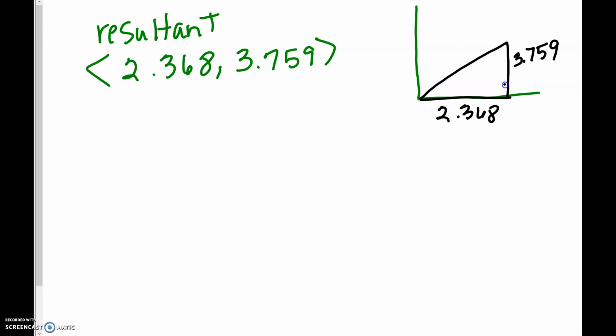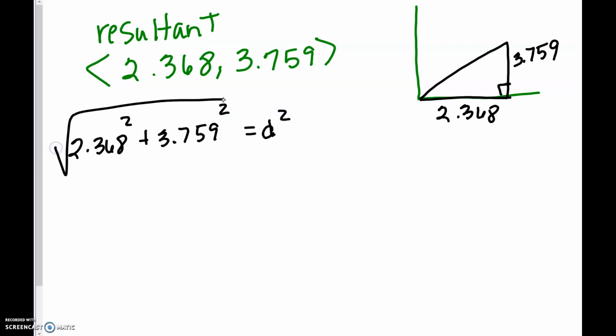In order to do that, we are going to use the Pythagorean theorem, because remember this is a right angle in here. So we're going to set up 2.368 squared plus 3.759 squared, and that would equal my distance squared. Remember to take the square root of that, and I think we get 4.4 miles per hour. Because the original speed was 4 miles an hour and this current is pushing it, obviously they must be going with the current to be going a little bit faster.